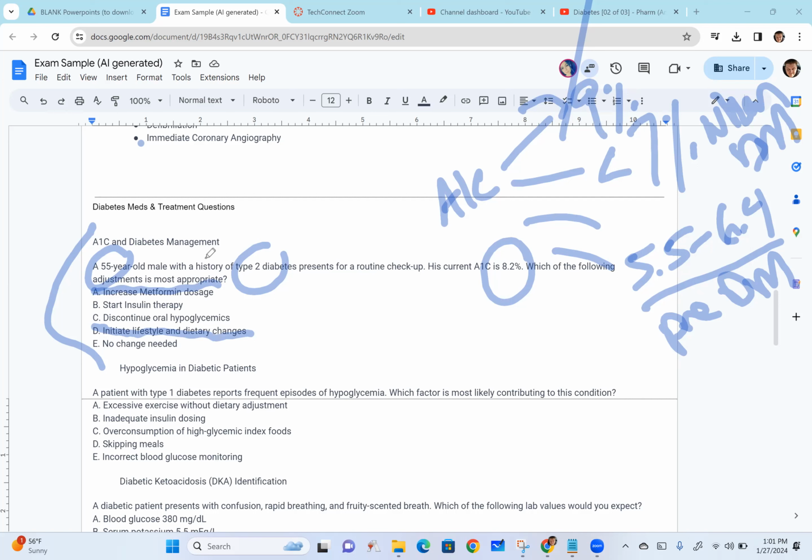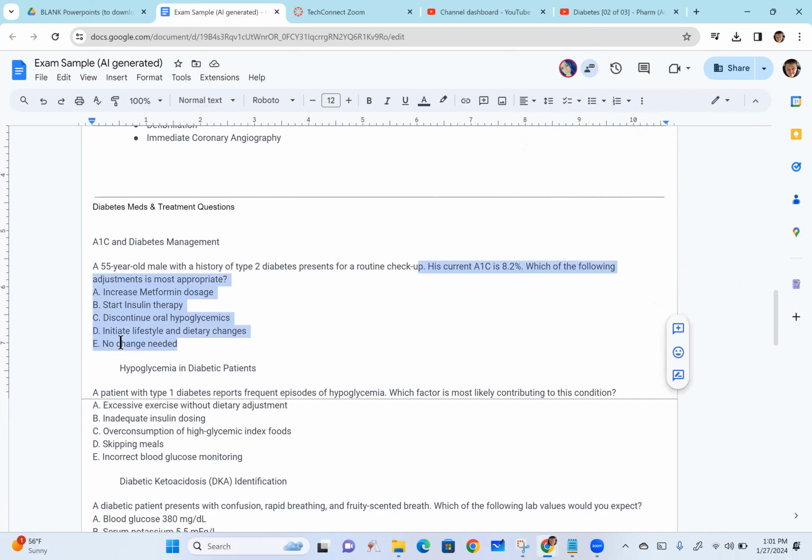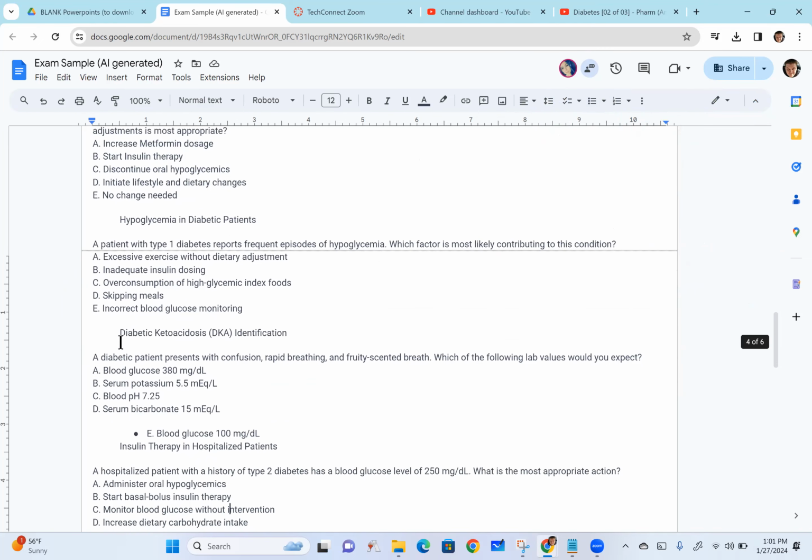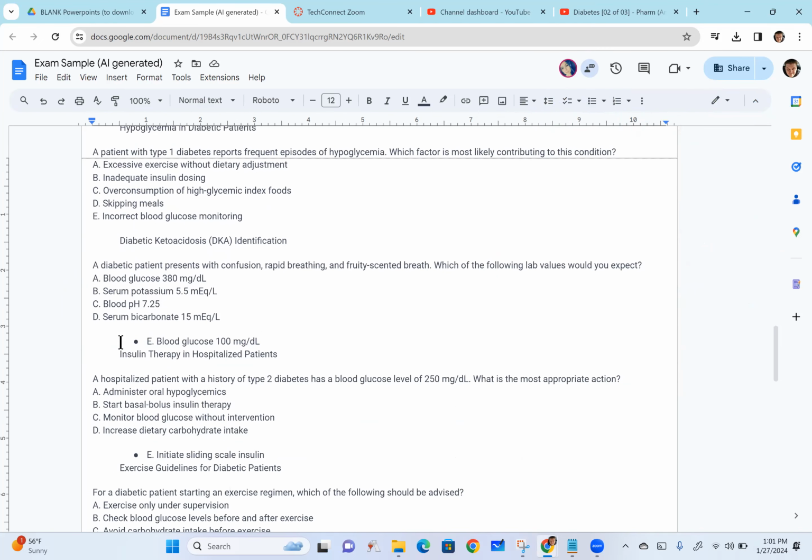All right, so the next one, let's download this. And there are all those guys. So what's next? We got a patient with type 1 diabetes, and they have frequent episodes of hypoglycemia. What causes this? Why do they have hypoglycemia? That makes sense. Inadequate, would that cause hypo? Well, I guess it depends what inadequate means, because does inadequate mean that they're giving themselves too much or too little? Well, it's still too little.